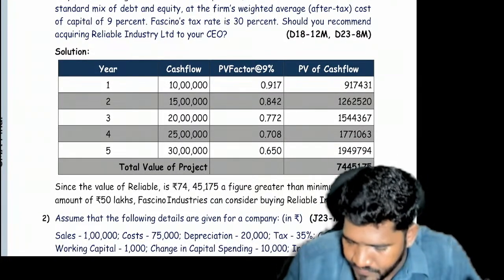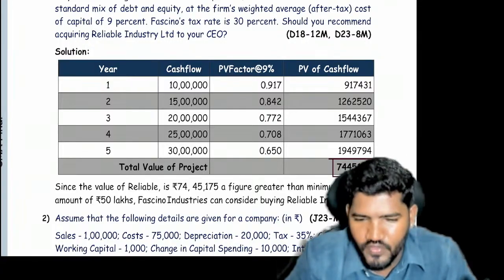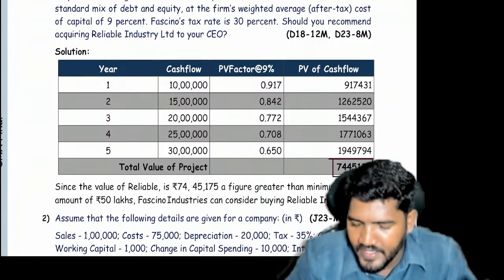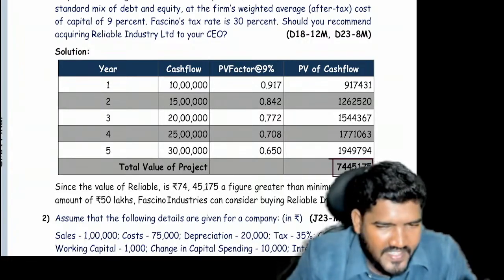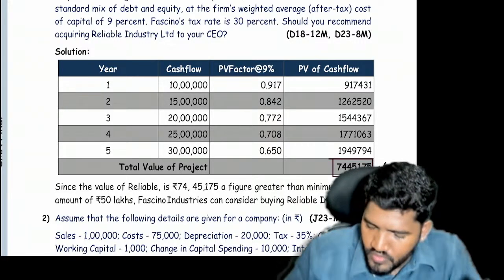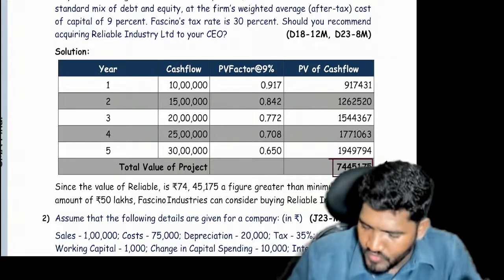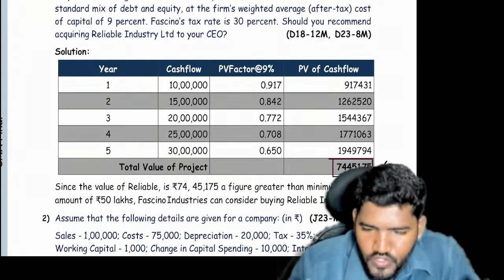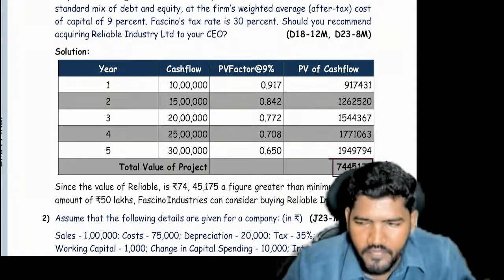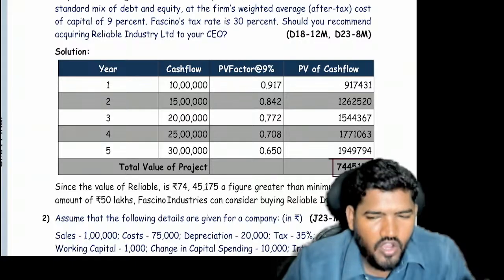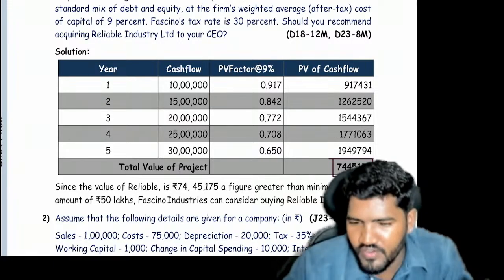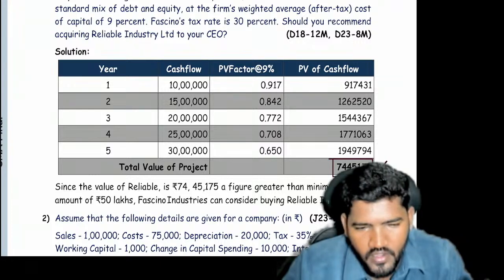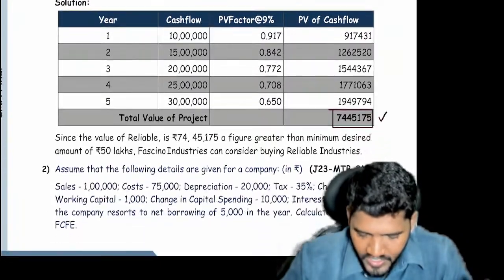If you do it like this, you will get 74,45,175 rupees. I calculated this and I am suggesting to the CEO: sir, if you purchase that company, we will get a net benefit of 24,45,175. Why? Because the benefit they received is higher than the cost we are investing. We are investing only 50 lakhs and receiving 74 lakhs. It is beneficial, so go ahead and purchase. This is the decision.